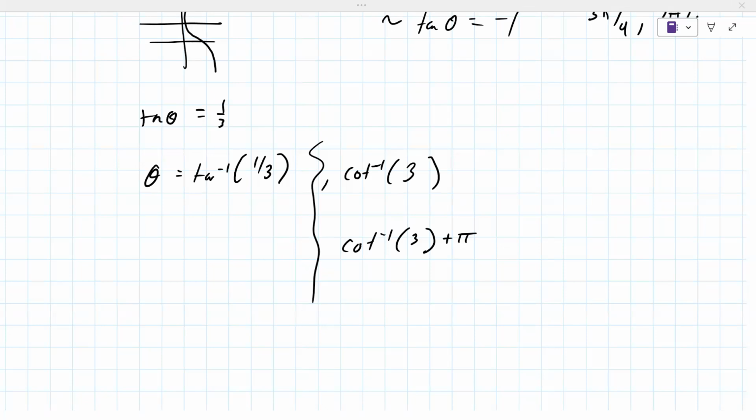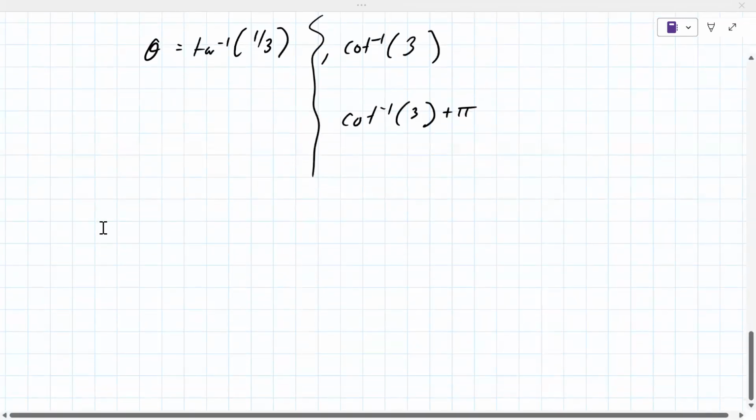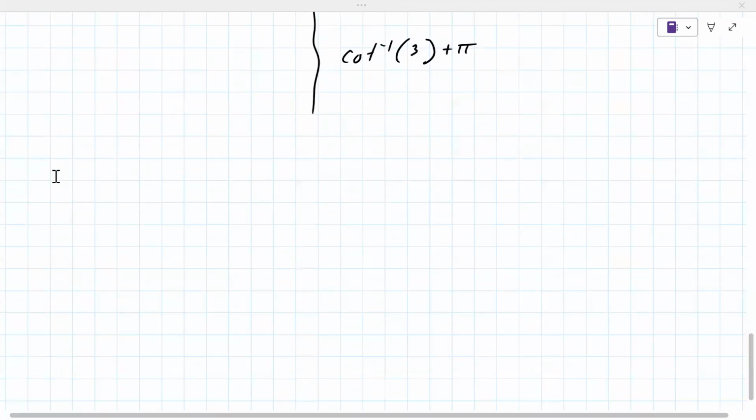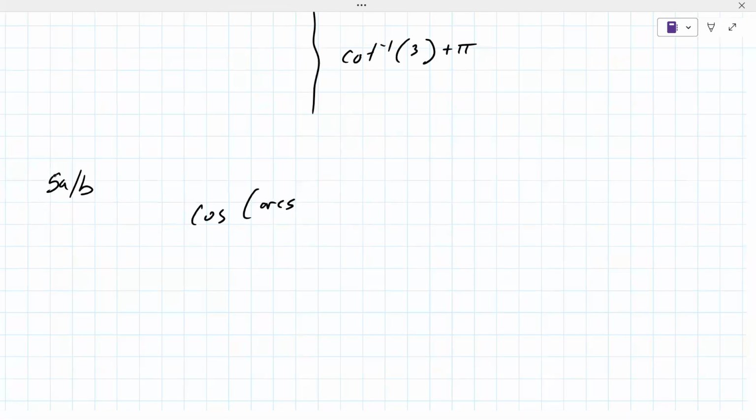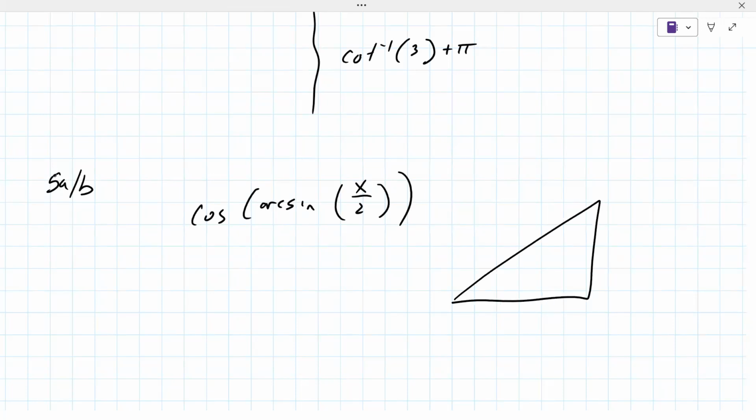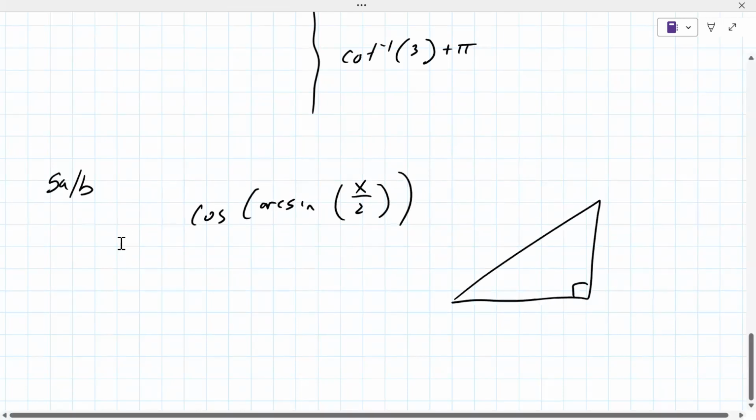So, I'm not seeing a problem. Like 5A and B, did you do any symbolic problems like those, where you had to draw the triangle, like cosine of the arcsine of x over 2? Did you have any problems like that where you had to draw a triangle? Yeah. Okay. So we should do one of those.